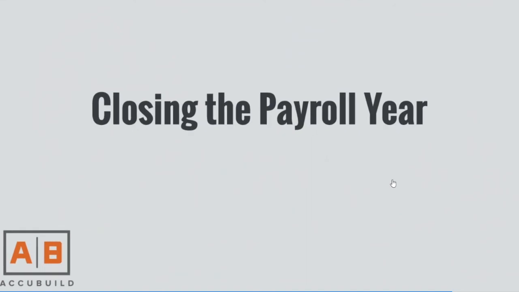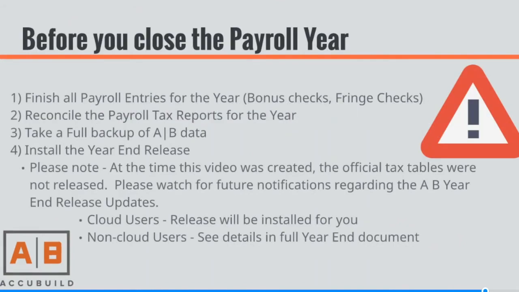Now we're ready to close the payroll year. Well, almost ready. There are some preparation steps that need to be done first. Once you've created bonus and fringe checks and any last-minute paychecks, you'll want to reconcile the payroll tax reports for the year. You'll find this on page 13 of the payroll year-end notes document.